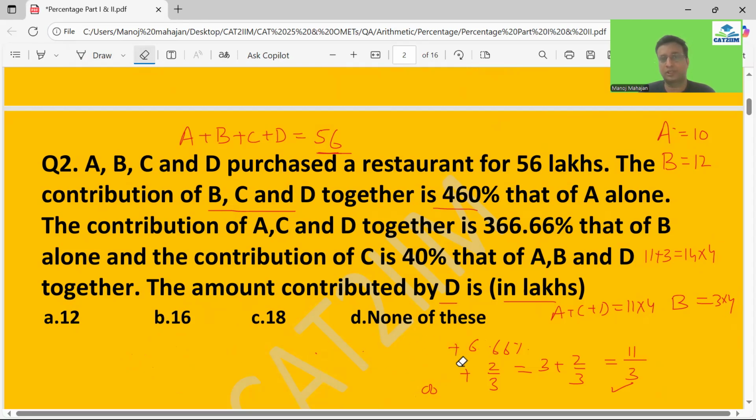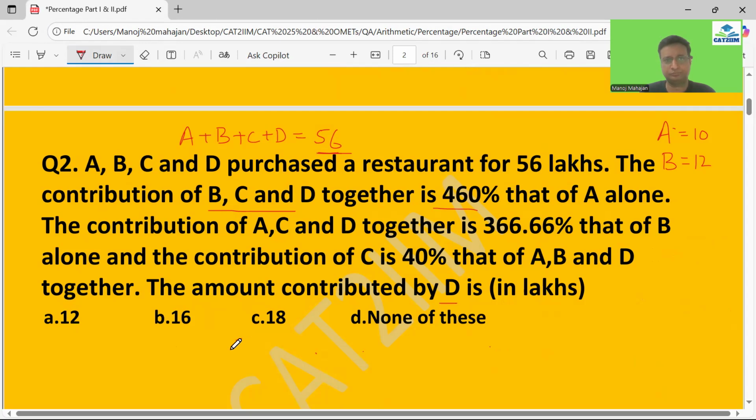So you have to look at the next line over here to get the contribution of C. And what is the contribution of C given to us? Let's look over here. So C contribution is 40% of A plus B plus D. So let me write that over here. C is 40% of A plus B plus D. So can you write over here C upon A plus B plus D? 40% if I divide by 100 to make it into a number is 2 by 5.